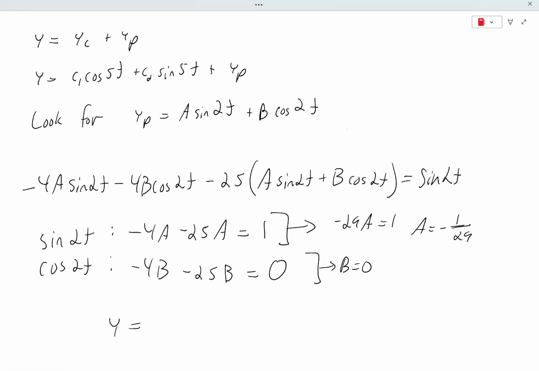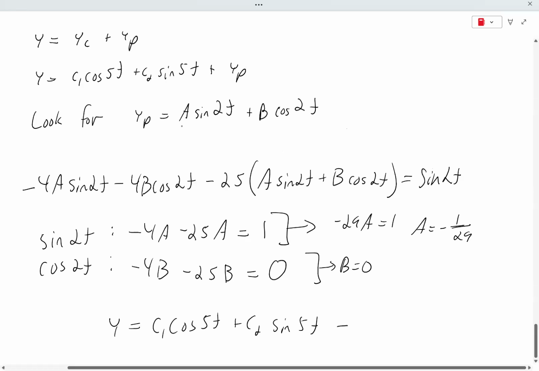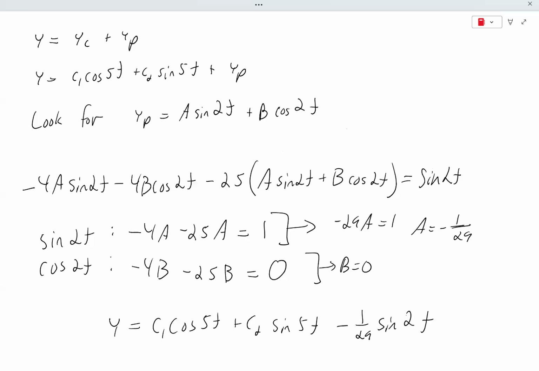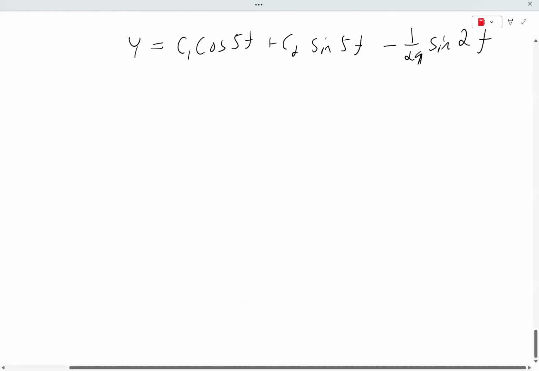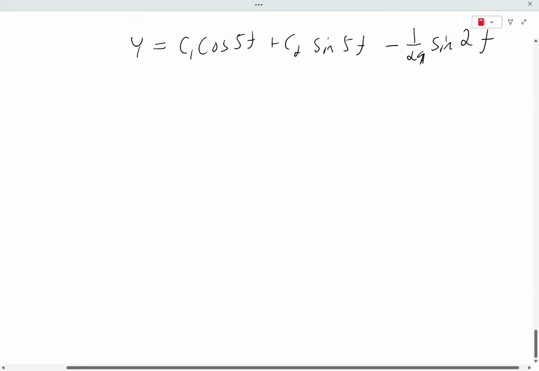But anyway, the general solution would be C1 cosine 5t plus C2 sine 5t, then the particular solution was this, and the a was negative 1/29, so minus 1/29 sine 2t, like that. So that'd be the general solution there. And so, anything on that one? Okay, so that's undetermined coefficients. Next up is variation of parameters.